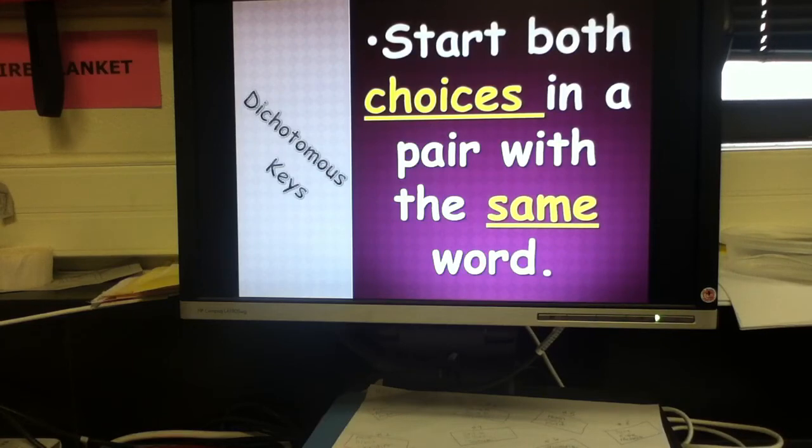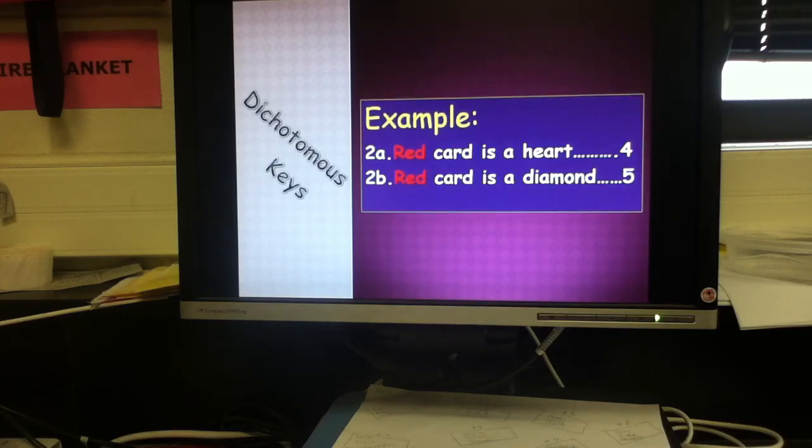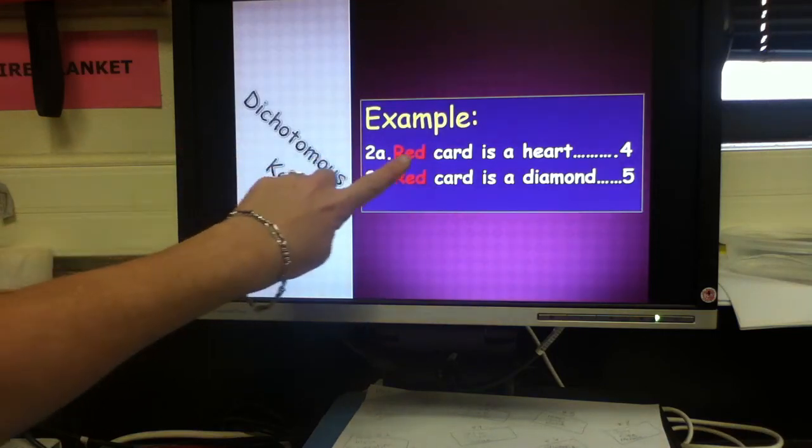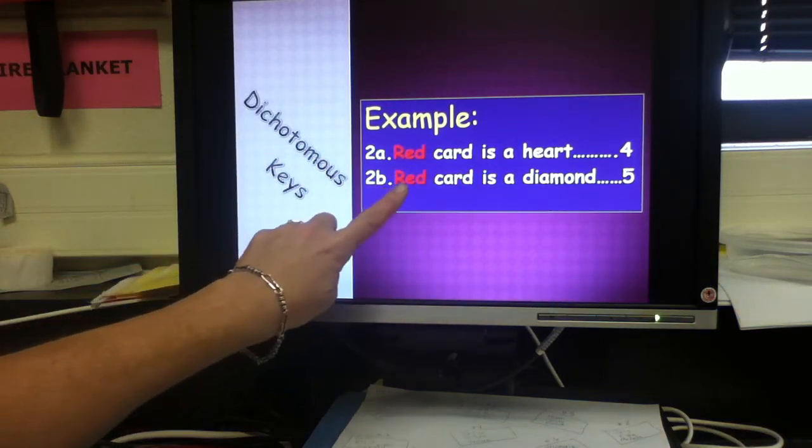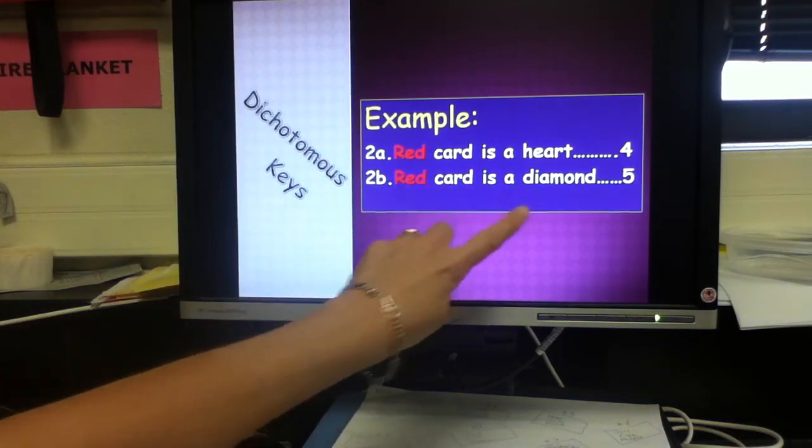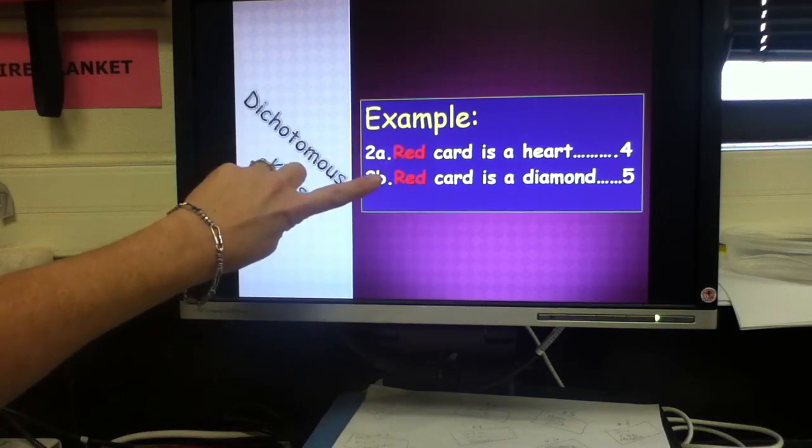Start both choices in a pair with the same word. That is important to remember. You'll see repetition in each one, but you need to remember to start it with the same word. Look at the example. Such as for 2A, the red card is a heart. 2B, the red card is a diamond. So both of the statements start with the word red.